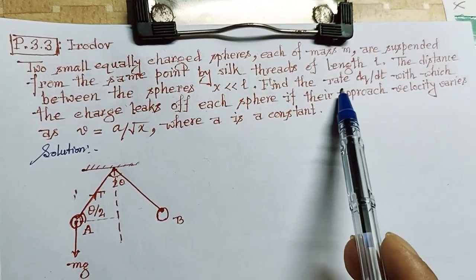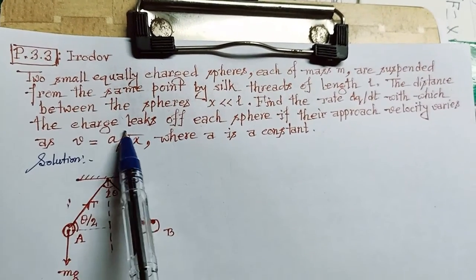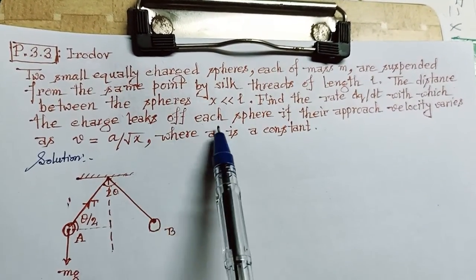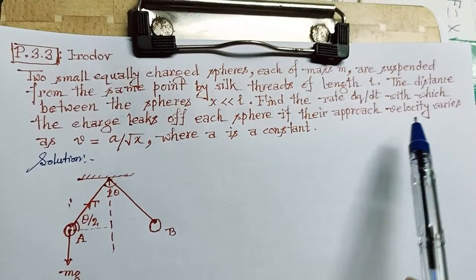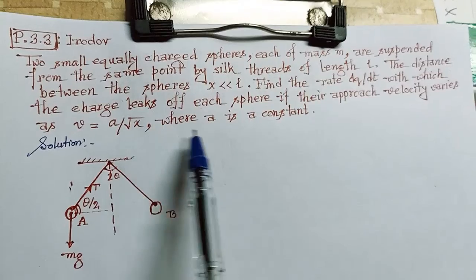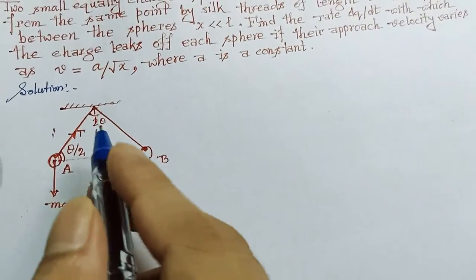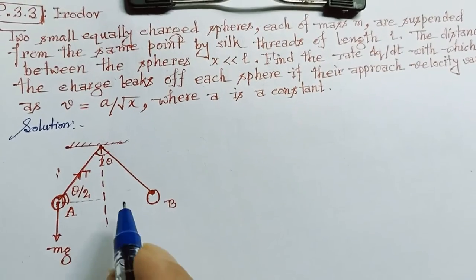Find the rate dq with respect to dt with which the charge leaks off each sphere if their approach velocity varies as v equal to a divided by root x, where a is a constant. Now for solving this question, this is the arrangement for our problem.